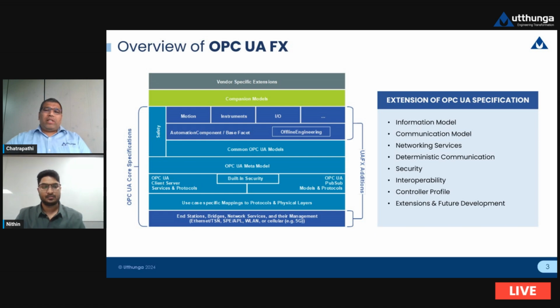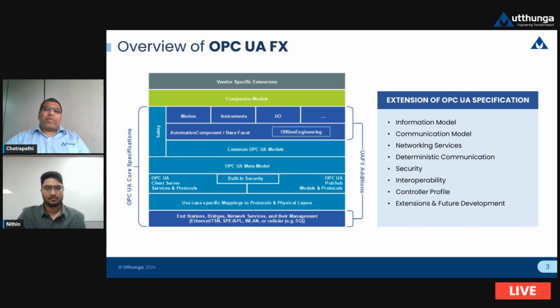It has been there in IT and other network applications, and adopting TSN for the OPC UA FX communications has enabled applications to have deterministic, time bound data exchange, and this allows all the time critical applications like motion control and so on.